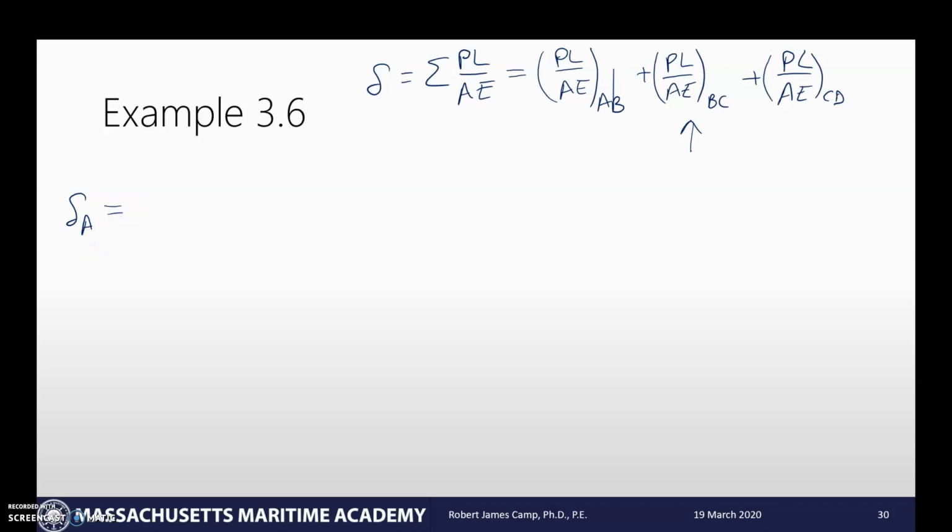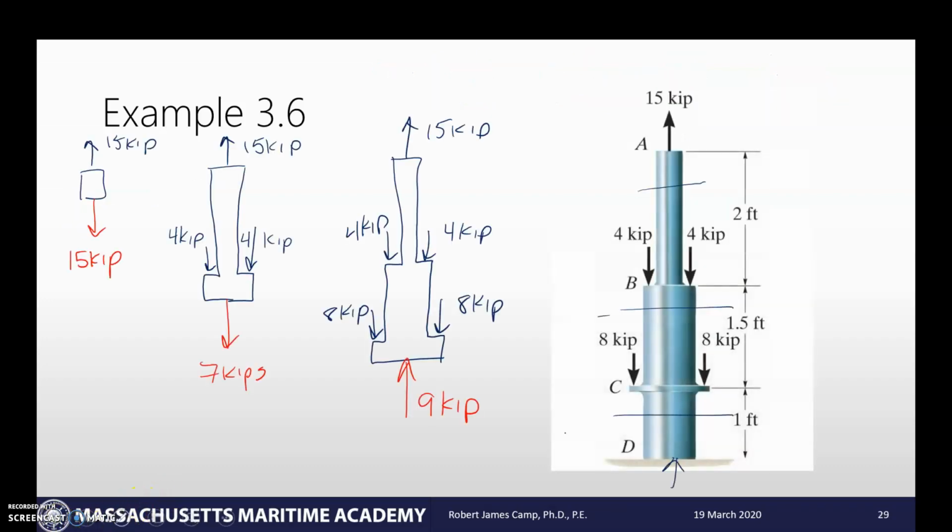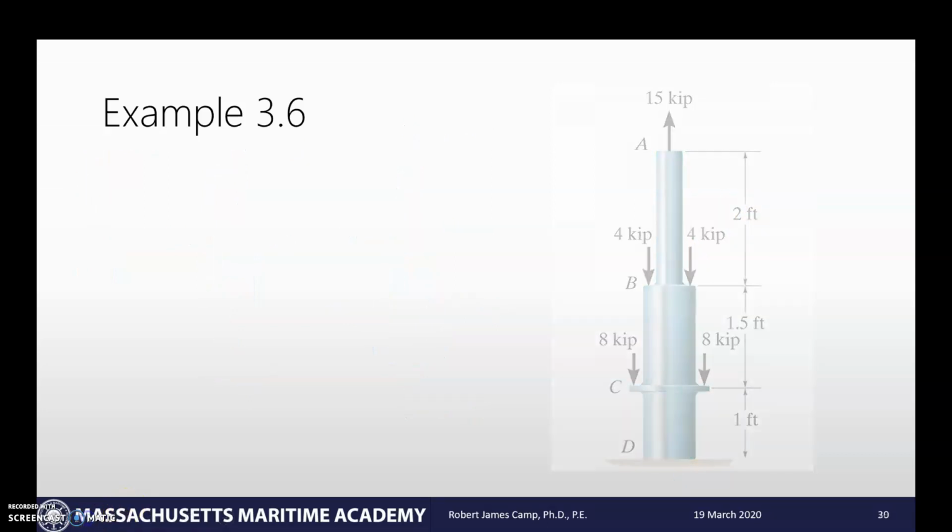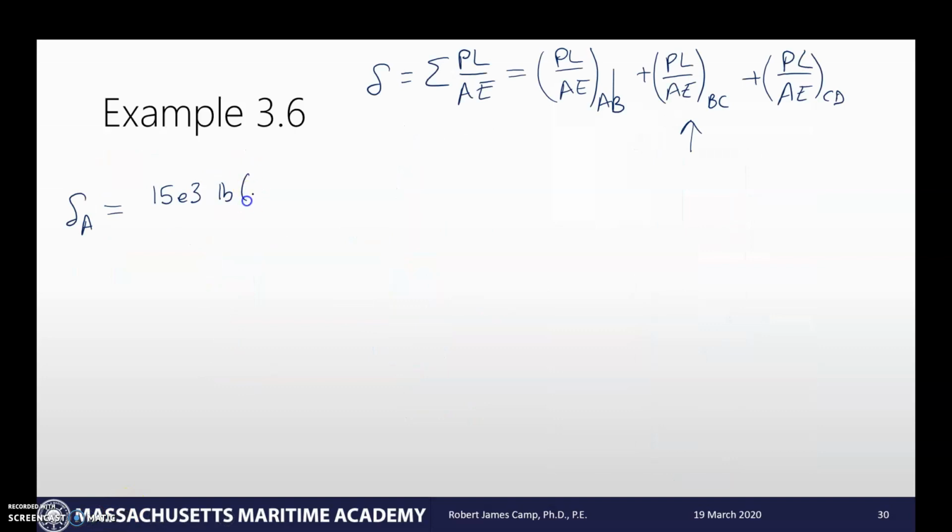And so PL over AE. The first one's 15 kip. That's our load, and that is thousands of pounds. So you can write in kip, or you can write 15e to the 3 pounds. Now that's over a length. Remember, if we go back, that internal force is over the length the internal force acts. It's 15 kips from point A and doesn't change till point B, so it's acting over that entire 2 feet. Now, that's given in feet.